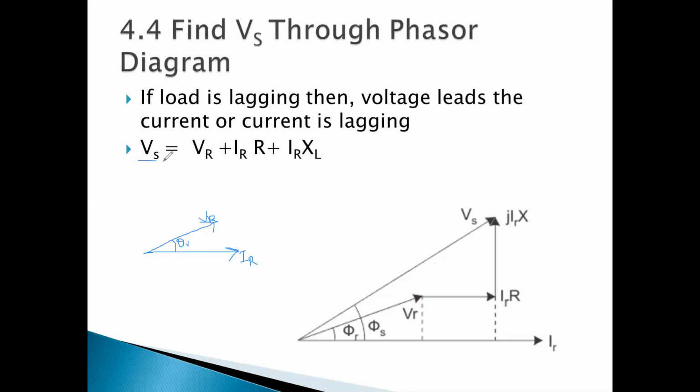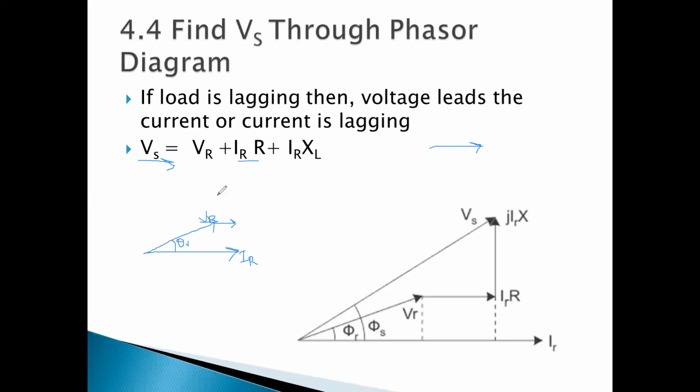So how am I going to find Vs as a phasor? This is Vr. This is the equation: Vs is equal to Vr plus Ir R plus Ir XL. This is just from KVL, from the last slide. For the resistive component, current and voltage are in the same phase, so the current is at 0 degrees. I'm just drawing it like this.